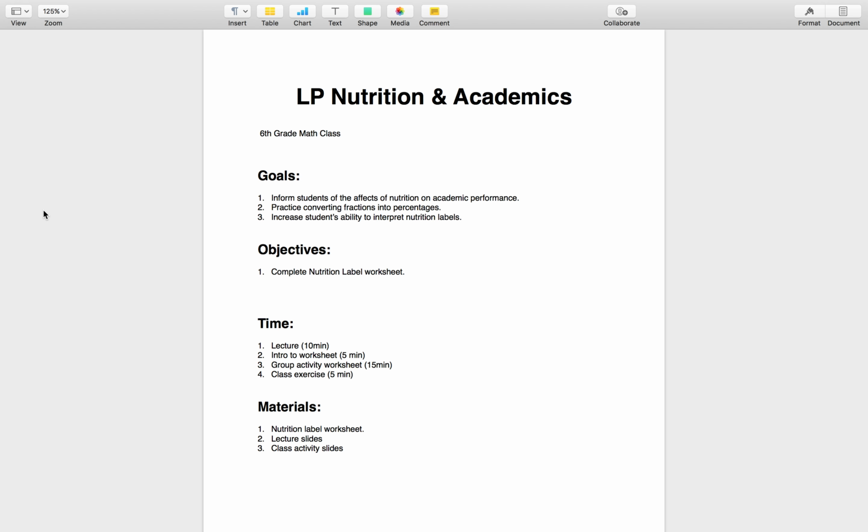And then lastly, it'd be nice if I could increase my students' ability to interpret nutrition labels and give them some important tools and knowledge when it comes to reading nutrition labels and what to look for in a healthy product. And the objectives will be to complete the nutrition label worksheet. I think that's what I'm supposed to put for objectives.